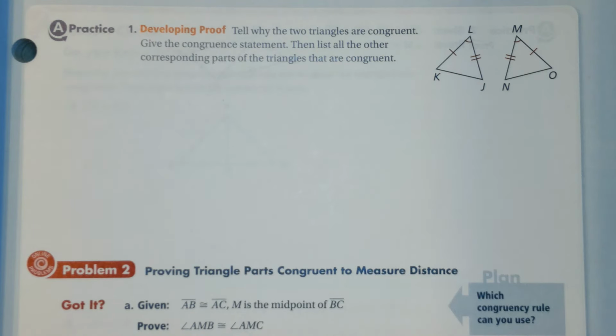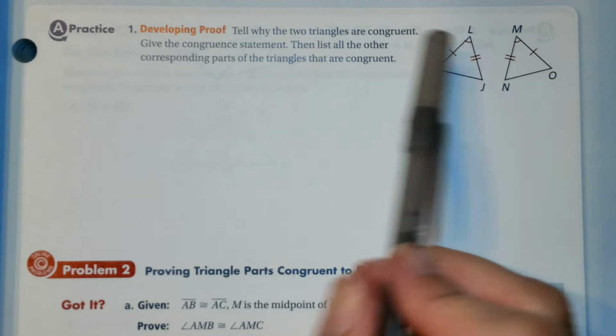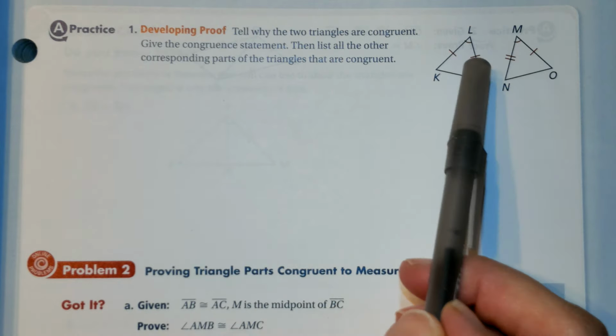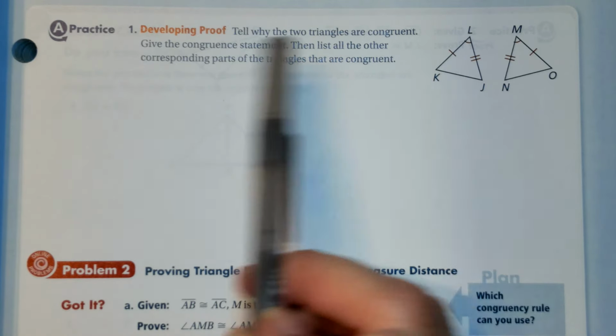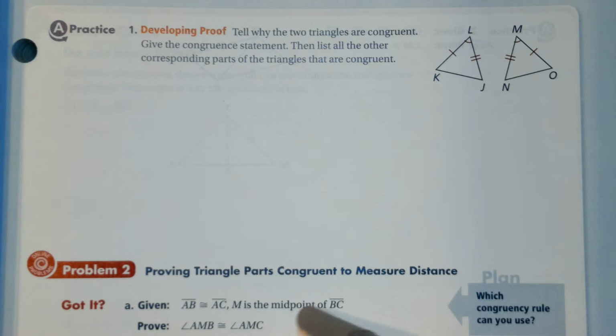Sorry, moving on to this next one. I want to work on this developing proof, and then we'll do one more after this. So here we have two triangles. It says, tell why the two triangles are congruent. Based on their markings, tell why they are congruent. Give the congruent statement. Then list all the other corresponding parts of the triangles that are congruent.